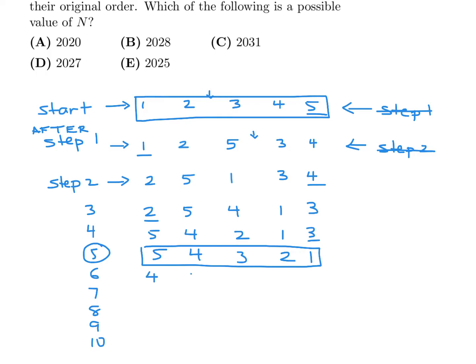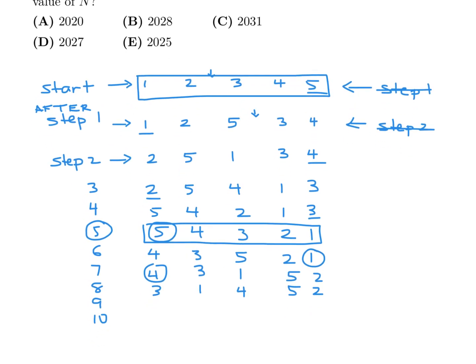4, 3, 5, 2, 1, right? Because we had to move the 5 to the middle. Now we have to move this 1 to the middle. So it becomes 1, 5, 2, 4, 3. Now I move this 4 to the middle. 4, 3, 1, 5, 2. Now we have to move this 2 to the middle. So 2, 4, 5, 3, 1. Now this one, 3, 1, 2, 4, 5.